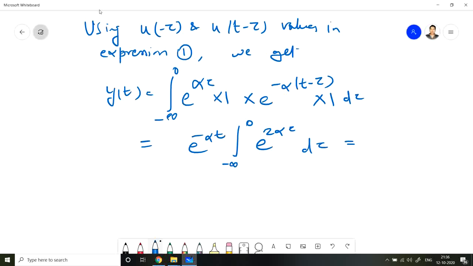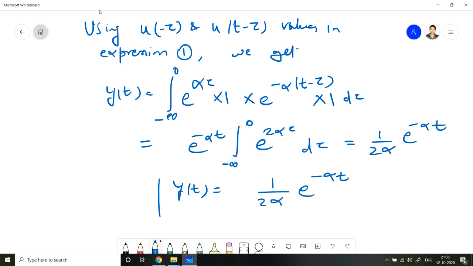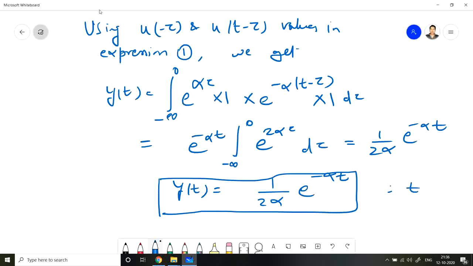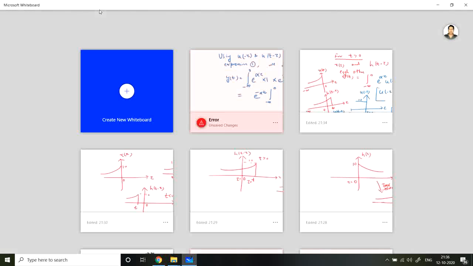Now finally if we solve this, we will get 1 divided by 2α e^(-αt). So what is y(t)? y(t) is 1 divided by 2α e^(-αt). This is our y(t) when t is greater than 0. This is our first condition.